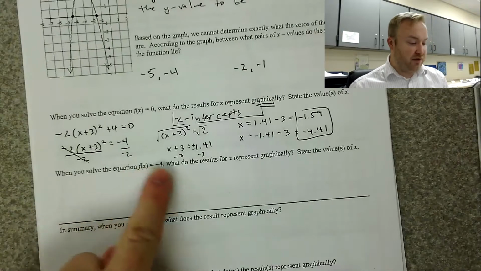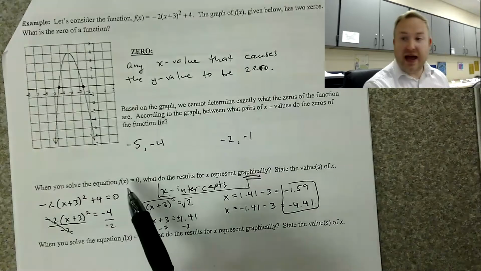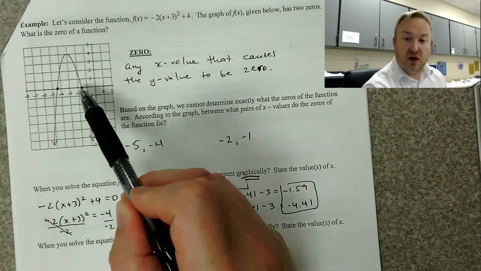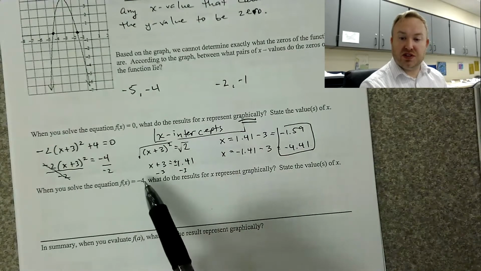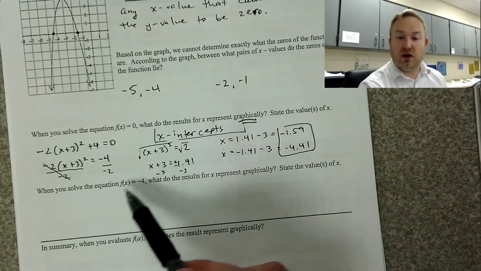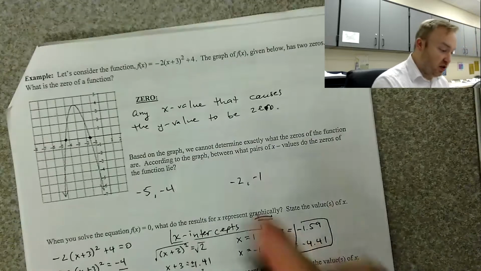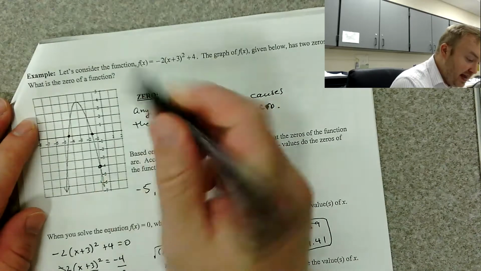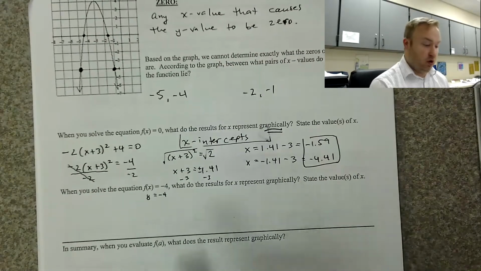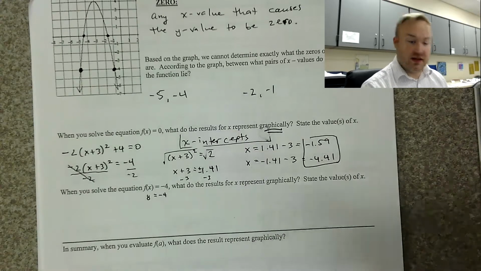When you solve the equation f of x equals -4, what do the results represent graphically? Well, when we solved f of x equals 0, we found the points whose y coordinates were 0. If we solve f of x equals -4, then we're going to find the points whose y coordinates are -4. Remember, f of x is the same as y. This is just like saying y equals -4. So what we would be finding is the x coordinates of these points whose y coordinates are -4.